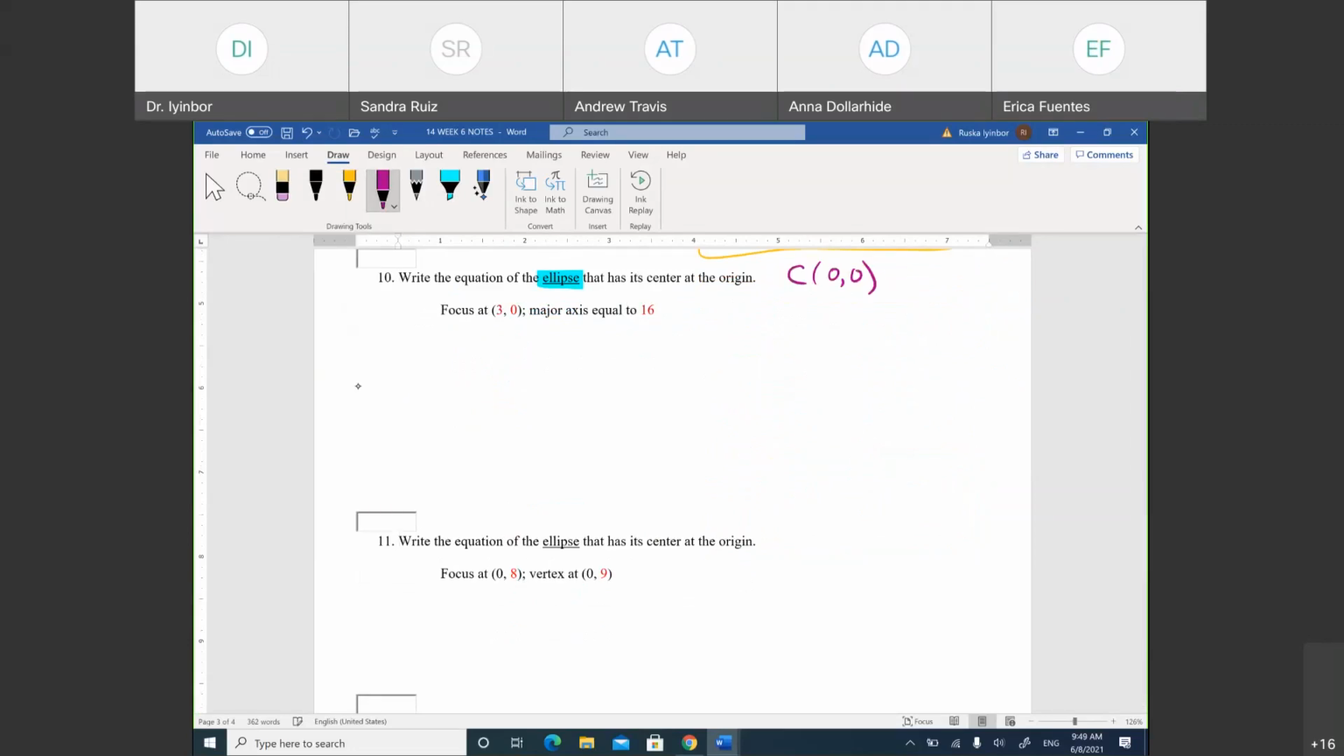And what else do they give me? They give me the focus is 3 and 0. Looking at those 2 points, can you tell me what is your major axis? Is it x or y? Which coordinate is changing? That's how you know. X is changing. Good job. See, the first one is x, the second one is y, and the x is changing. So that's why the major is x.